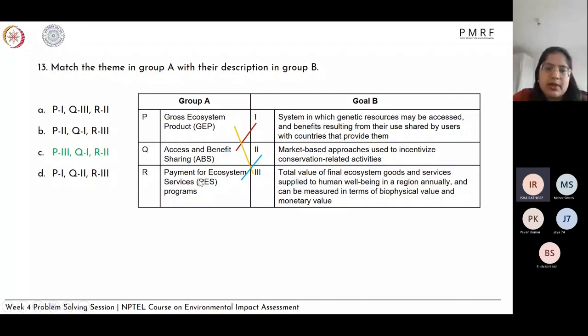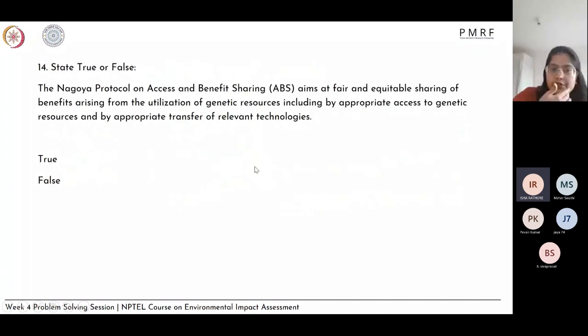And then R, the Payment for Ecosystem Services Program, the PES, talks about market-based approaches which can be used to incentivize conservation-related activities. So R matches with 2. So the correct option is C, like you said. P matches with 3, Q matches with 1, and R matches with 2. Okay, so moving on to question 14.